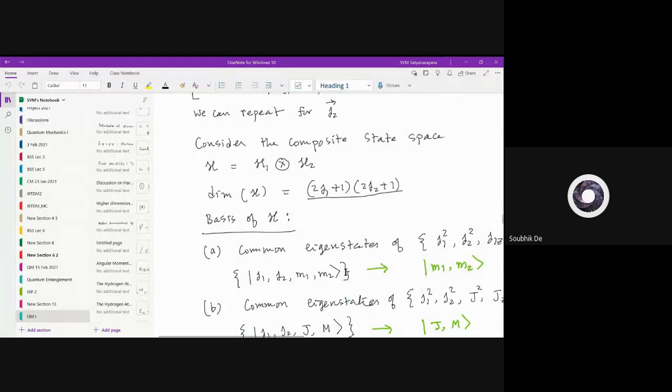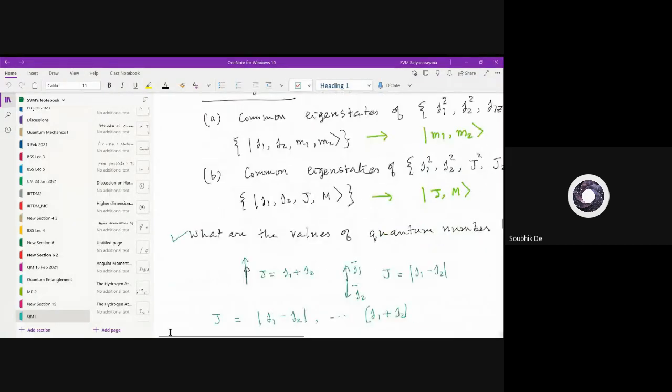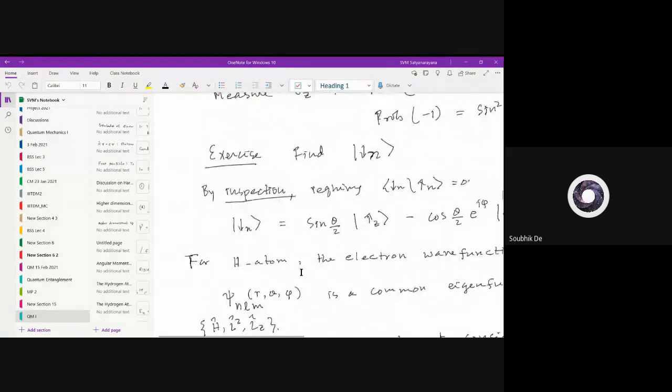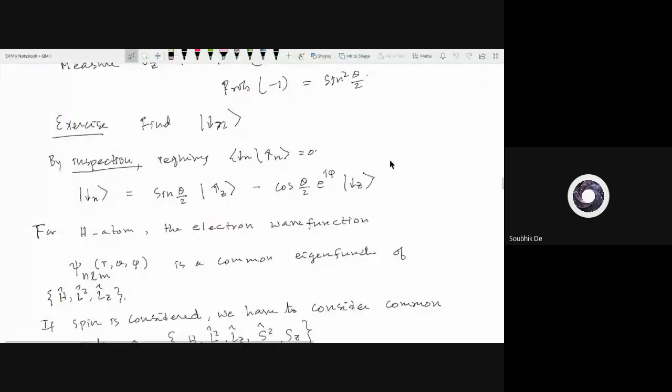Secondly, we have calculated the up n, and by inspection seen that it is orthogonal to down n. Down n we have calculated as sine theta cos minus cos theta e to the power something, as a linear superposition. So actually we can get some other state also which is orthogonal, by taking say sine theta by 2 e to the power i phi and minus cos theta.